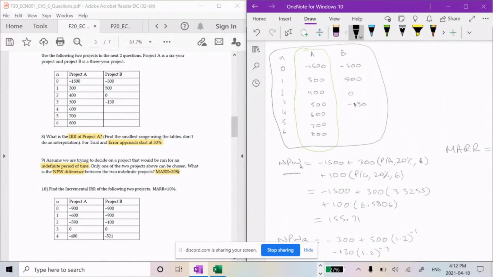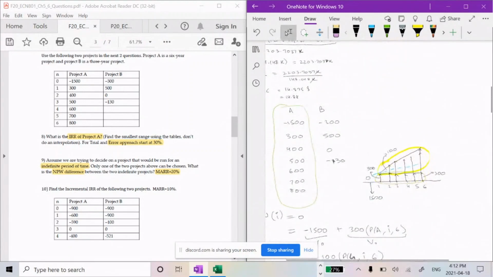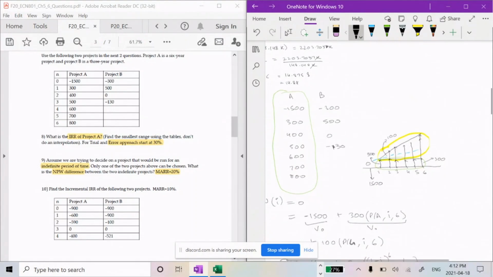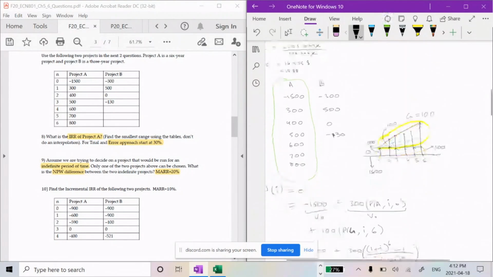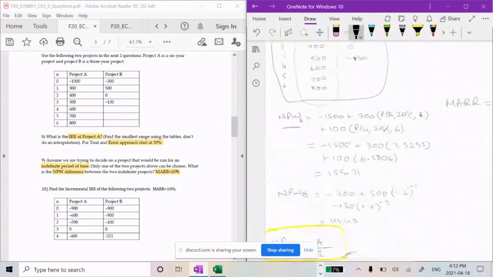The 1500 was already in the 0th period. I used this cash flow diagram that I had put here. For the cash flow, you see all this is 300. You can take it as an equal sum series, and this triangular part is a linear gradient. You need to use the linear gradient formula for this. In the linear gradient, G here is 100, increasing by 100 every year. So just use 100 P given G at 20%, 6, and 300 P given A. I just put in the formula. I got 155.71 as the net present worth.